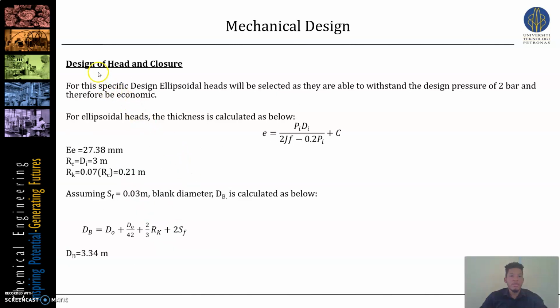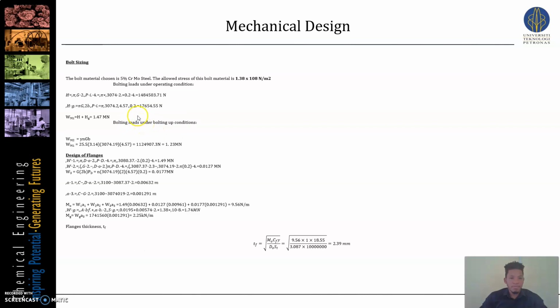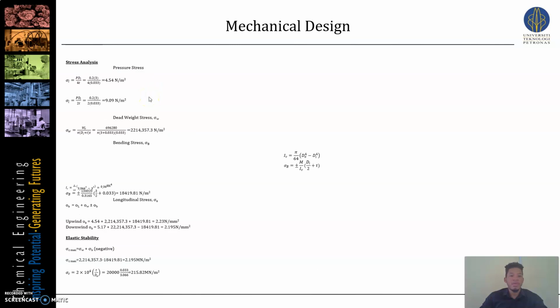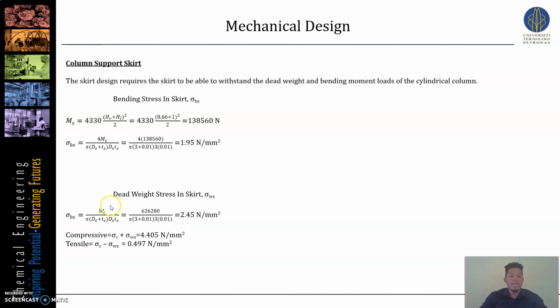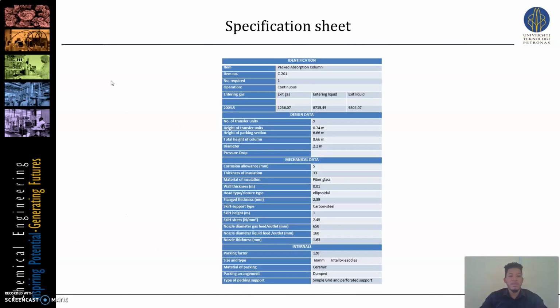And also we managed to do the design of head and enclosure, and then we proceeded to the gasket design. After that, we went to the bolt sizing and design of flanges. Then we proceeded to the design of vessel, and we did our stress analysis and elastic stability analysis. Then we proceeded to the design of column support skirt and to the nozzle sizing.